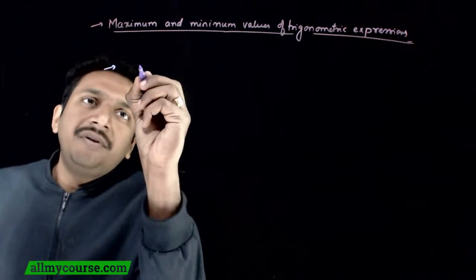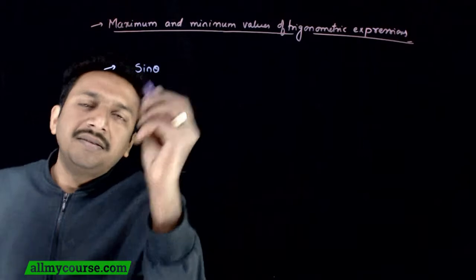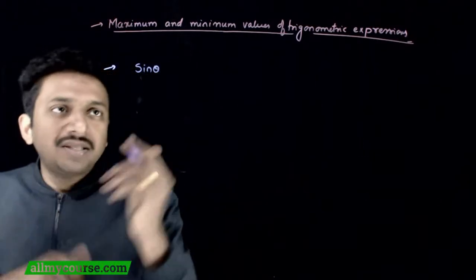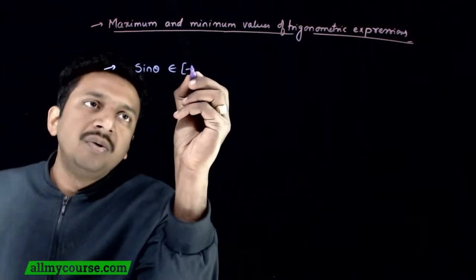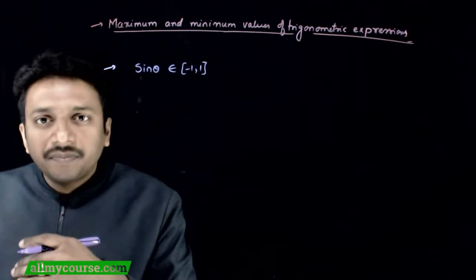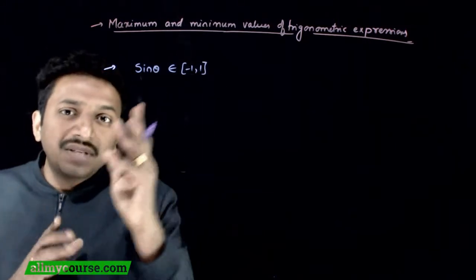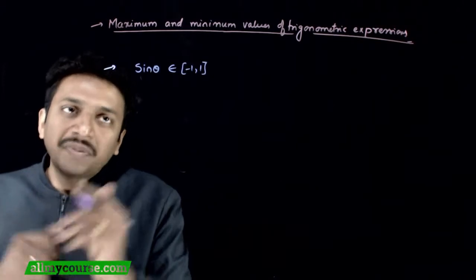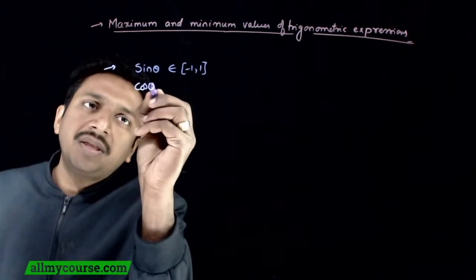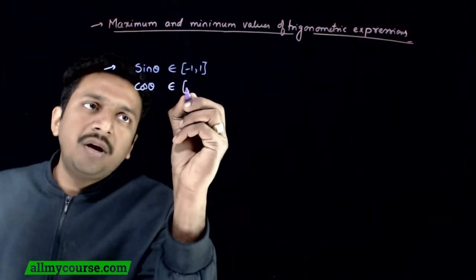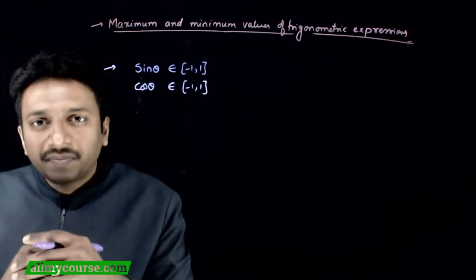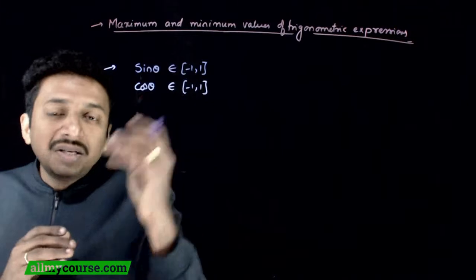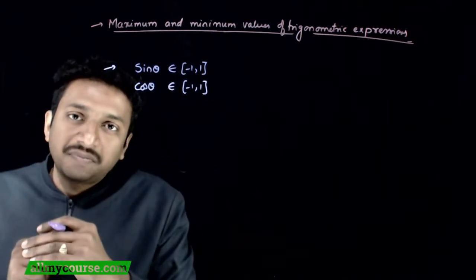That is, if you take sine theta, what is the range of sine theta? Sine theta always belongs to [-1, 1]. It means the maximum value of sine theta is +1 and the minimum value of sine theta is -1. And the same case with cos theta, this also belongs to -1 to +1. So what I'm writing is the ranges of the trigonometric functions.